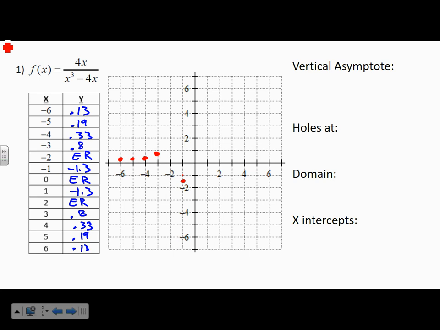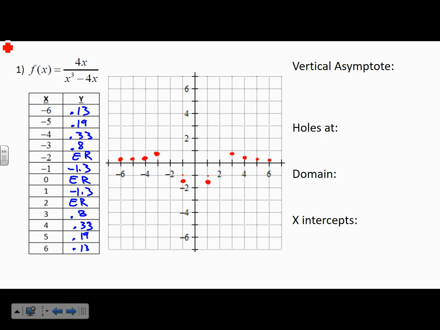0 is another error, so just leave it. +1 is -1.3 again. There's another error at 2, so just leave it. And then 3 is at 0.8. 4 is at 0.33. 5 is at 0.19, and 6 is at 0.13.